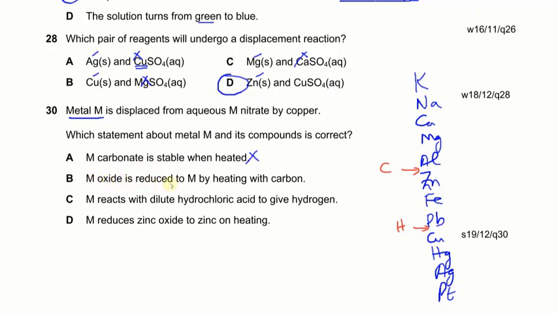Metal oxide is reduced by M on heating with carbon? Okay, carbon you see is above in the reactivity series, and the metals which they are talking about are below copper. That means the metal is one of these metals. So metal oxide is reduced by heating with carbon. Yes, it is reduced. Metal M reacts with dilute HCl? No, metals below copper, and including copper, do not react with dilute acid. It's a wrong statement. Metal M reduces zinc oxide to zinc? No, it cannot do that because it's a less reactive metal. So we got answer B.